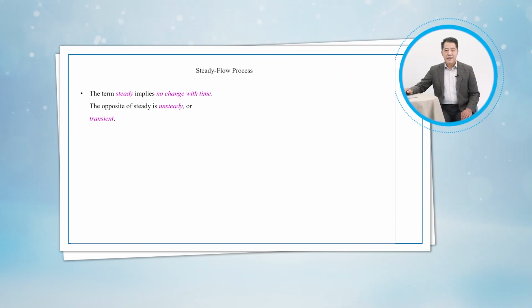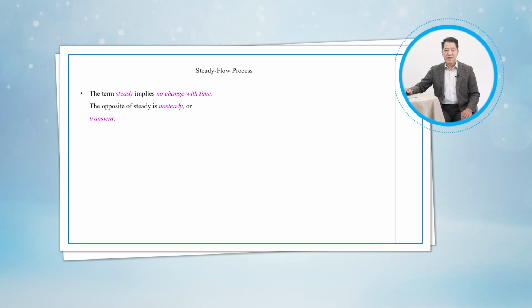The topic of this task is about the energy equation of steady flow process. The terms steady and uniform are used often in engineering, and thus it is important to have a clear understanding of their meanings. The term steady implies no change with time.